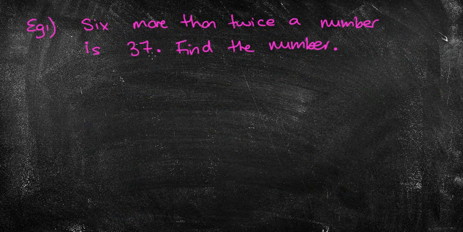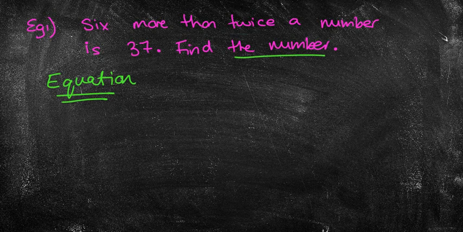So let's have a look at some questions. You might want to pause this and have a go at it yourself. You might want to watch the first one, it's up to you. So, 6 more than twice a number is 37. Find the number. We're going to create an algebraic equation to find out what the number is. So the number I'm going to let be x.